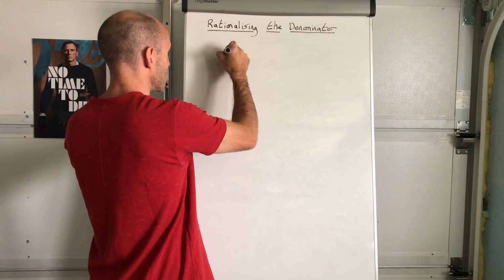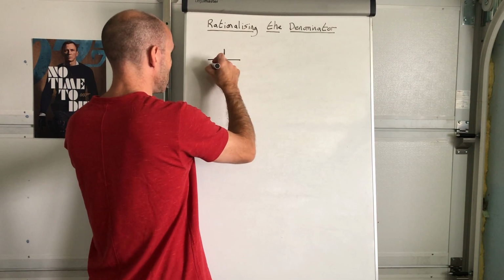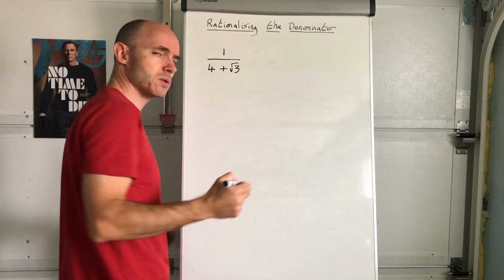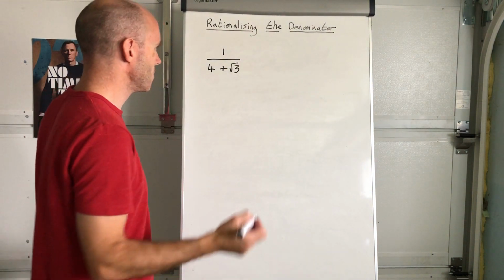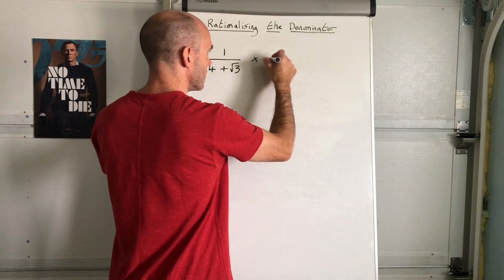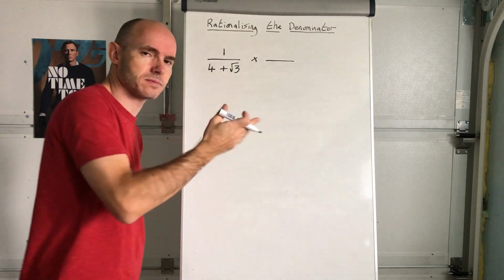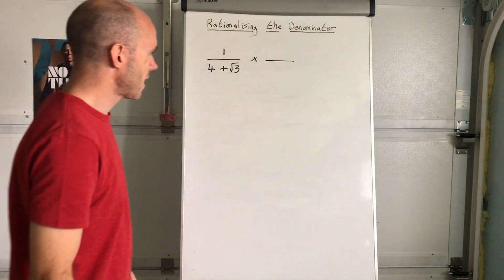I'll give you a simple one. So 1 over, let's just put 4 plus root 3. Okay, now how do we do that one? Okay, you want to multiply top and bottom again by something such that the denominator is going to be rational. Okay, have a think about it.